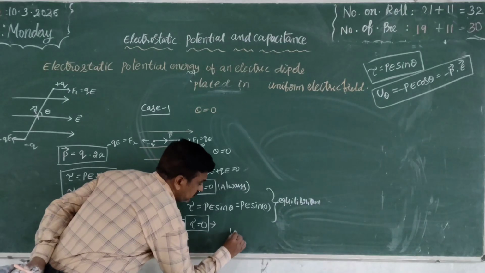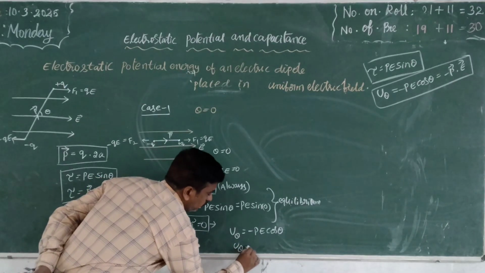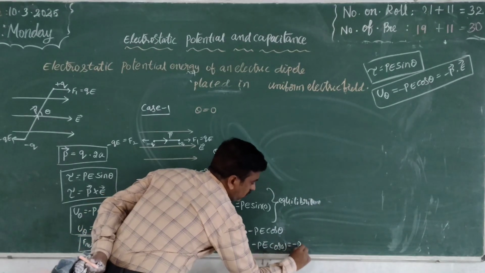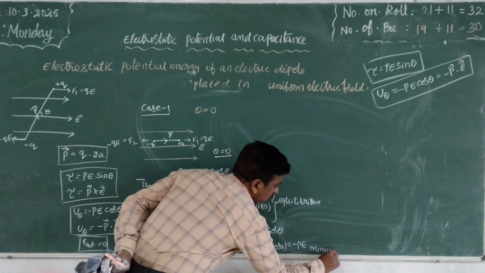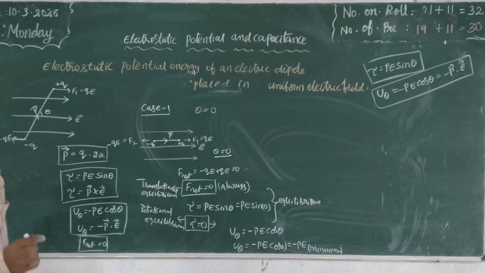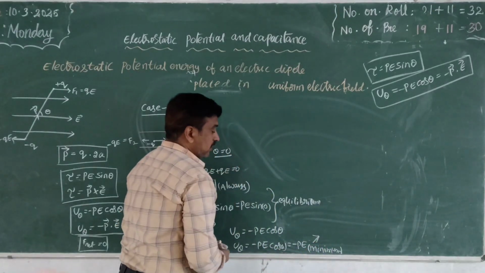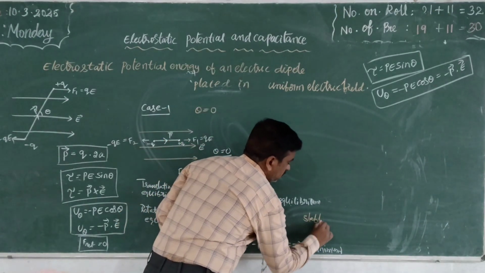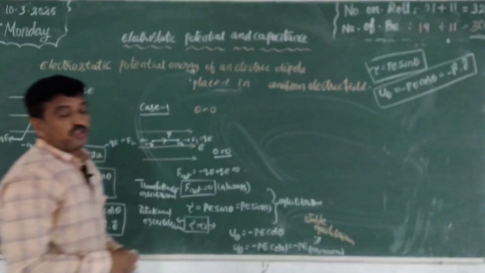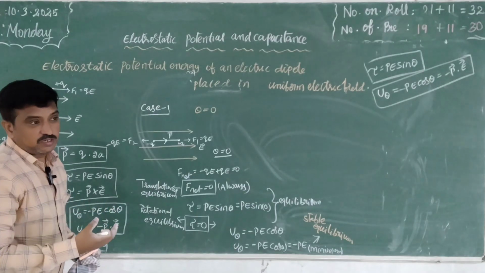What is the potential energy in this case? U theta equal to minus Pe cos theta. What is the theta value here? 0, so we write cos 0. Cos 0 is 1, so what do we get? Minus Pe, the minimum potential energy. When the electric dipole has minimum potential energy, we can say it is in stable equilibrium. Stable equilibrium means if the electric dipole is slightly displaced and released, it will get back to its original position.